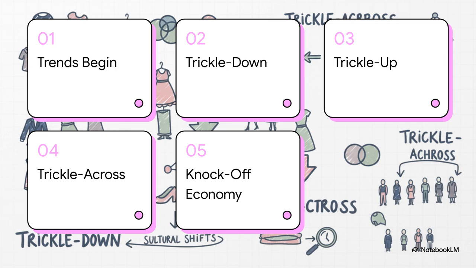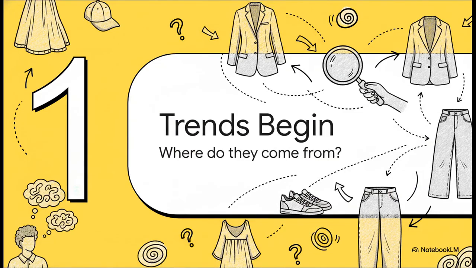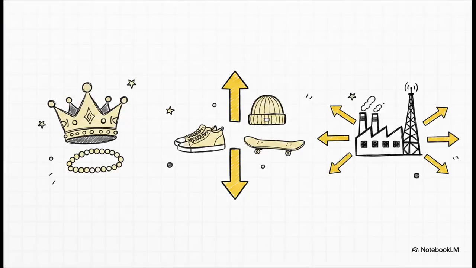We'll start with where trends begin, then we'll dive into the trickle-down, trickle-up, and trickle-across theories, and finally, we'll wrap up by looking at the knockoff economy. All right, section one, where do trends begin? Well, sociological theories actually tell us there isn't just one single origin point for fashion. It's kind of like a giant puzzle.